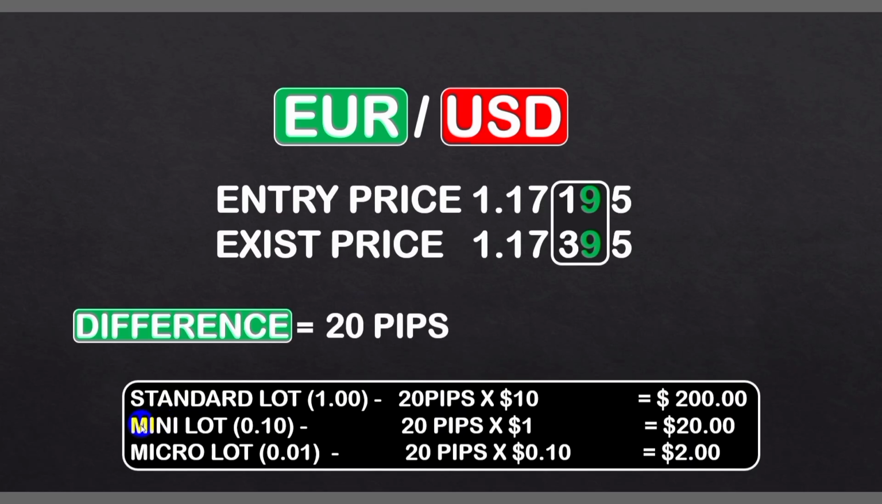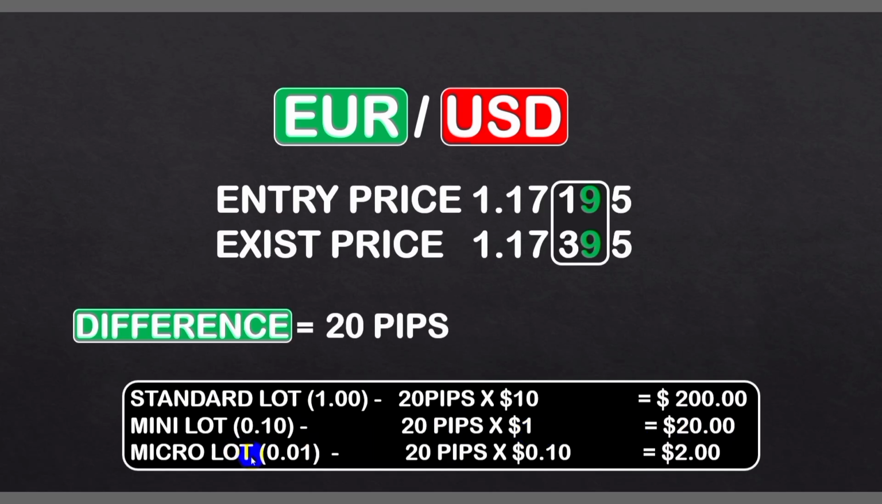And then let's assume you made use of the mini lot size, which is 0.10. For the mini lot size, the value that you gain for a single pip move is actually $1. So you're going to be making 20 pips multiplied by $1, which gives us $20.